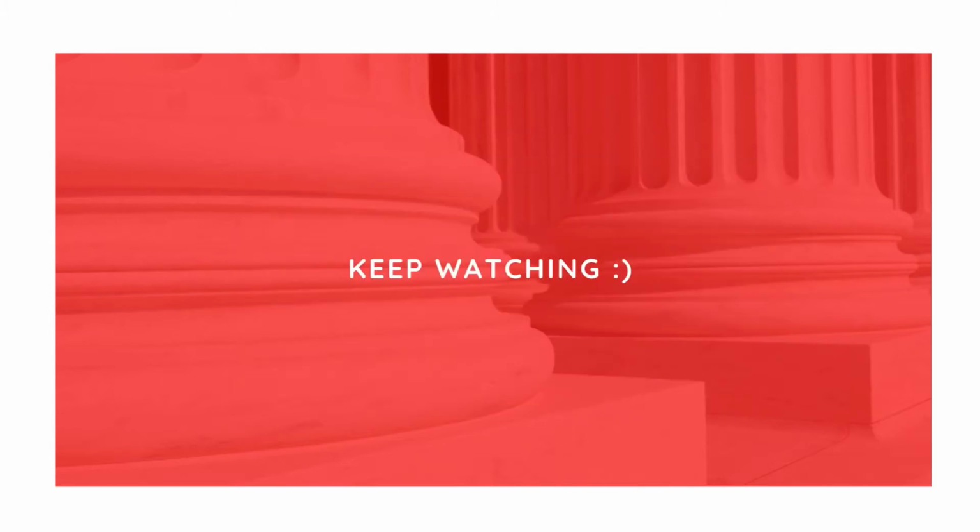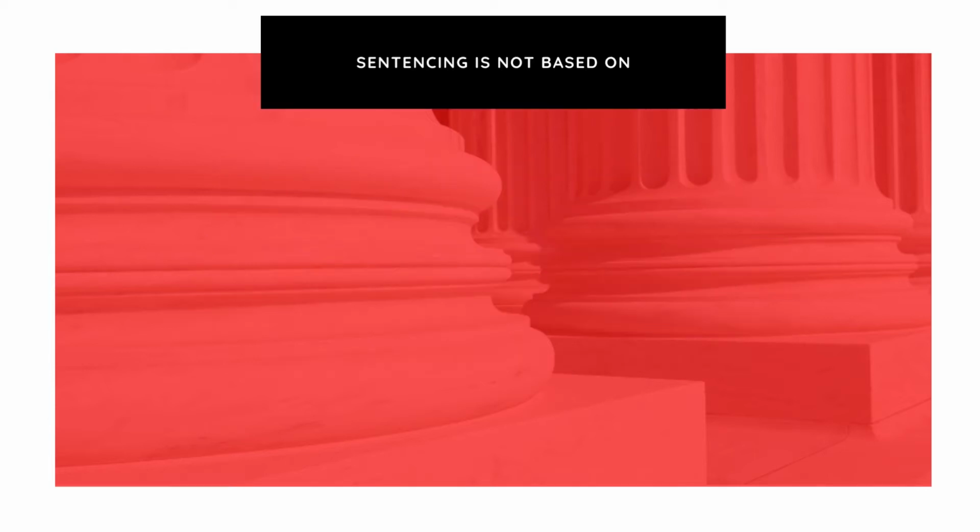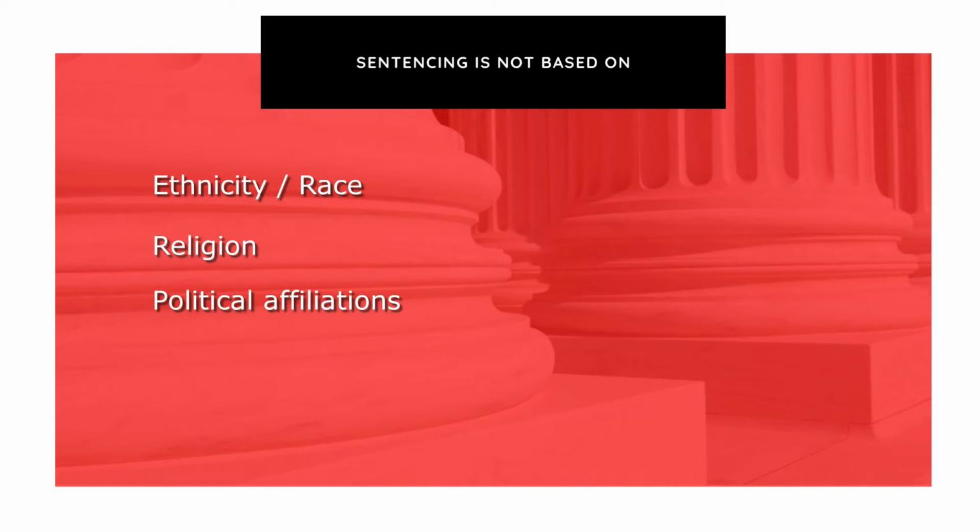Keep watching. The sentencing guidelines were designed to assist judges when imposing felony sentences and to ensure similar defendants who have been convicted of similar offenses receive similar sentences. The guidelines help ensure that felony sentences in the district are not based on ethnicity and/or race, religion, political affiliations, gender, and/or sexual orientation.